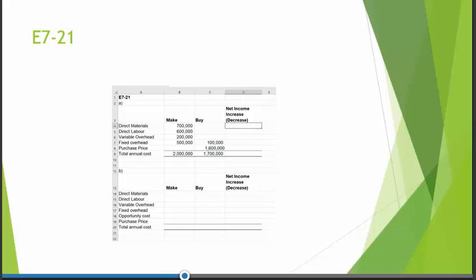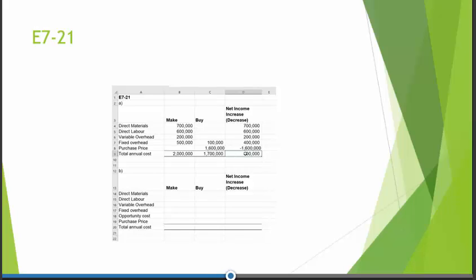So if we look at it in terms of increasing or decreasing income, our decision would be we would be better off if we buy them, we would have less costs. Again, the cost to make less the cost to buy would be $300,000. So $2 million to make, it's only going to cost us $1.7 million to buy, which means our net income would increase by $300,000. So we would accept this offer.